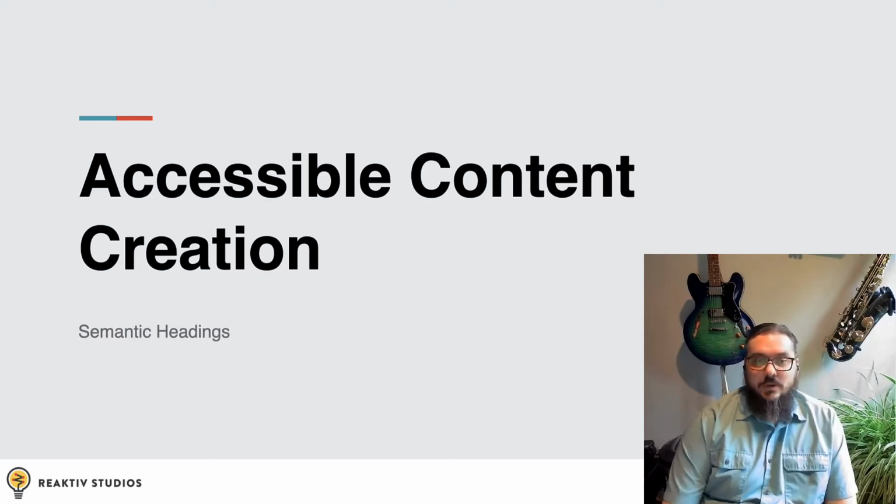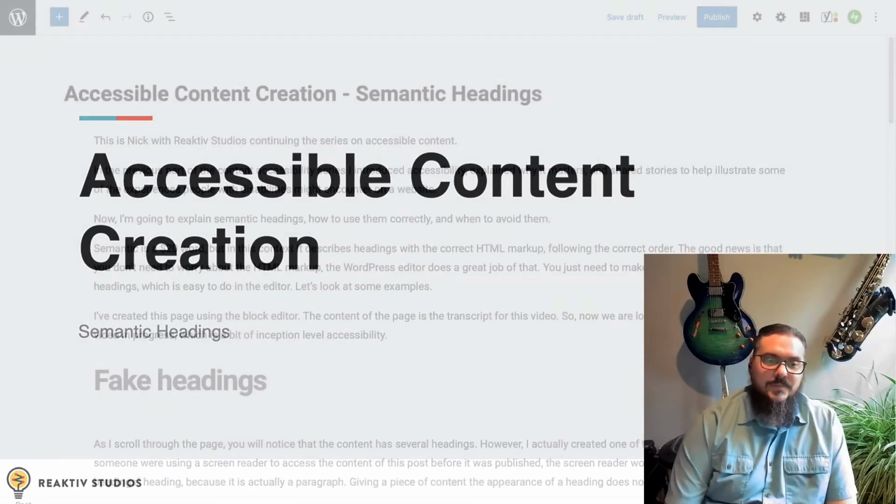Semantic is a $20 word, but in this context, it describes headings with the correct HTML markup following the correct order. The good news is that you don't need to worry about the HTML markup. The WordPress editor does a great job of that. You just need to make sure that you're using real headings, which is easy to do in the editor. Let's look at some examples.